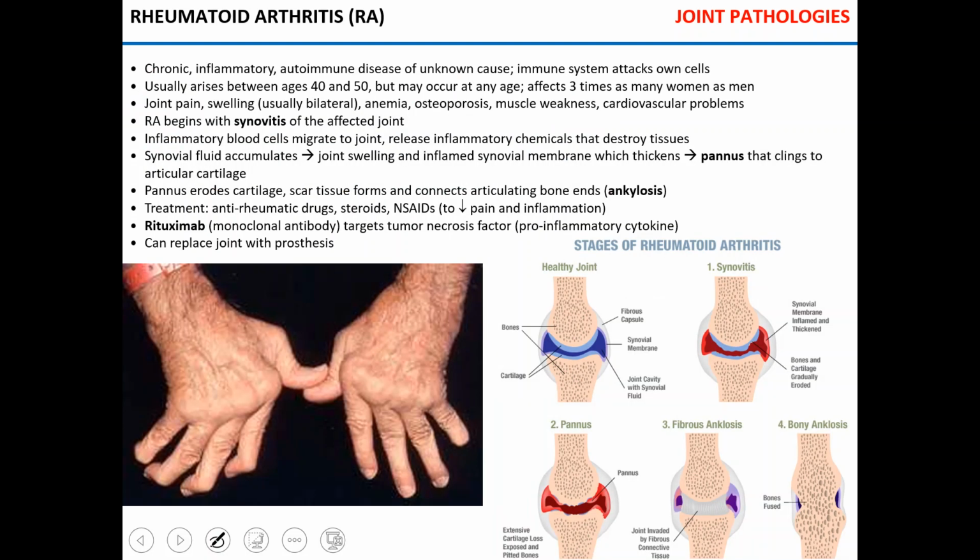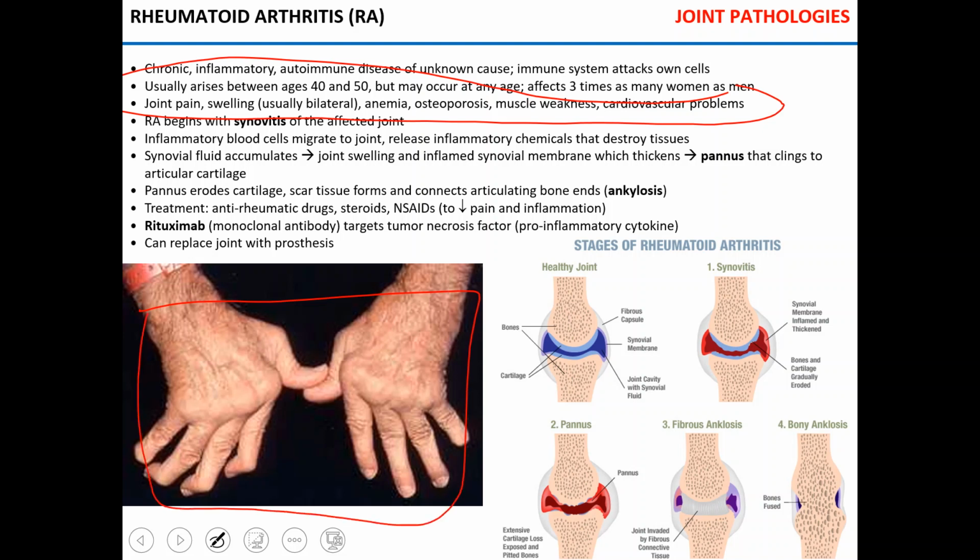Rheumatoid arthritis, a chronic autoimmune disease. Nobody knows what causes it. Your immune system attacks the synovial membrane. Middle-aged, mostly women rather than men. Swelling, joint pain, anemia, osteoporosis. You see the list of the symptoms, but joint pain. You can see rheumatoid hands here.